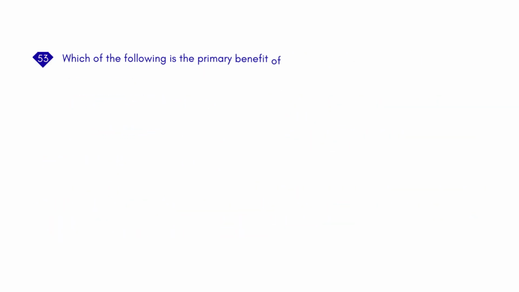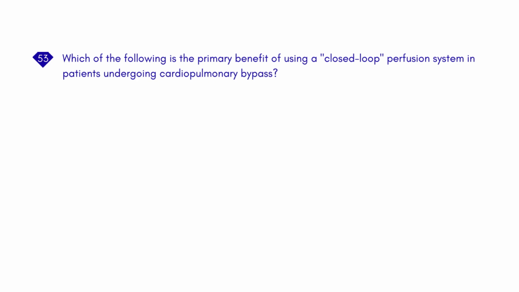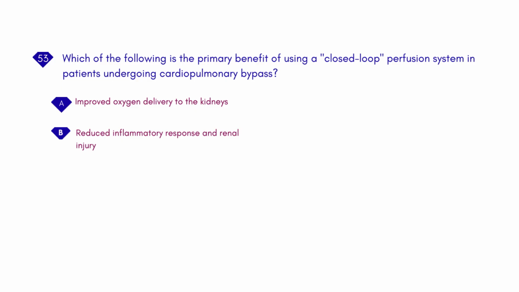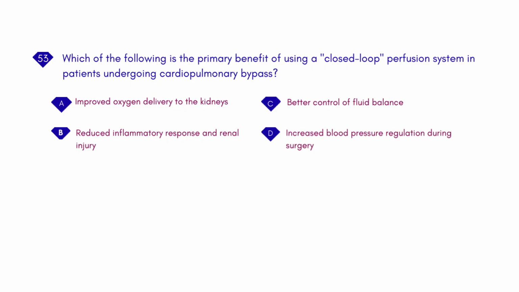Which of the following is the primary benefit of using a closed-loop perfusion system in patients undergoing cardiopulmonary bypass? A. Improved oxygen delivery to the kidneys. B. Reduced inflammatory response and renal injury. C. Better control of fluid balance. D. Increased blood pressure regulation during surgery. Answer: B. Reduced inflammatory response and renal injury.